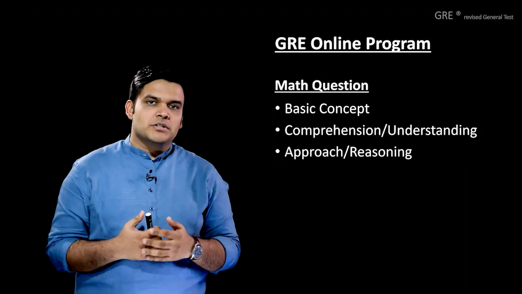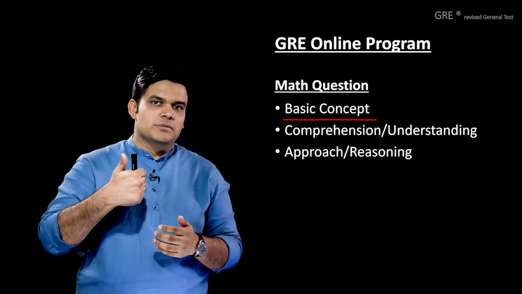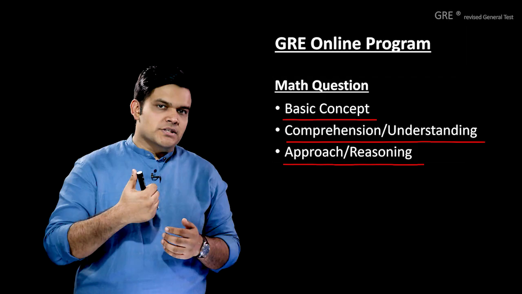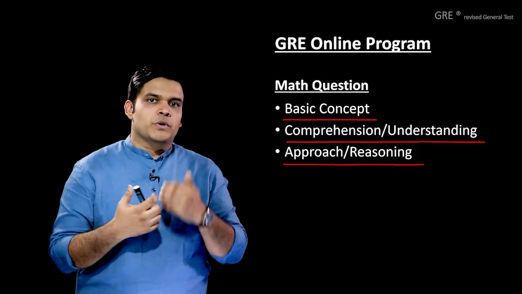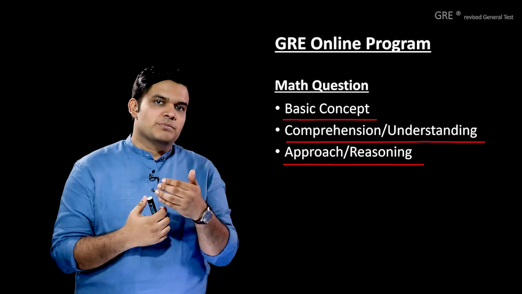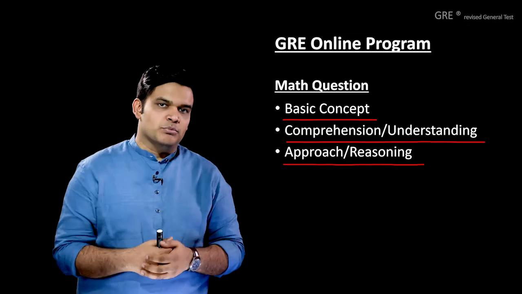As we discussed, there are three critical aspects while solving a problem: basic concepts, understanding the problem, and the right approach. The point is, we need to work on these ideas one by one. Let's take a few examples to understand why I'm saying concepts, then we're going to switch to understanding the problem, and then we're going to take the right approach.